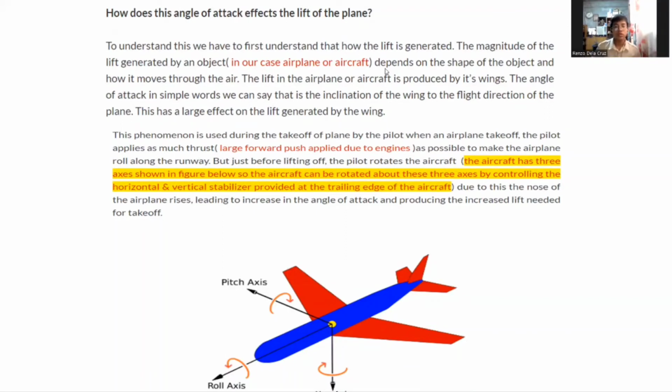This phenomenon is used during takeoff. When an airplane takes off, the pilot applies as much thrust as possible to make the airplane roll along the runway. The aircraft has three axes, shown in the figure below. Just before lifting off, the pilot rotates the aircraft. Due to this, the nose of the airplane rises, leading to an increase in the angle of attack and producing the increased lift needed for takeoff. So the main reason for having an angle of attack in the plane is just to change the lift of the plane when taking off.